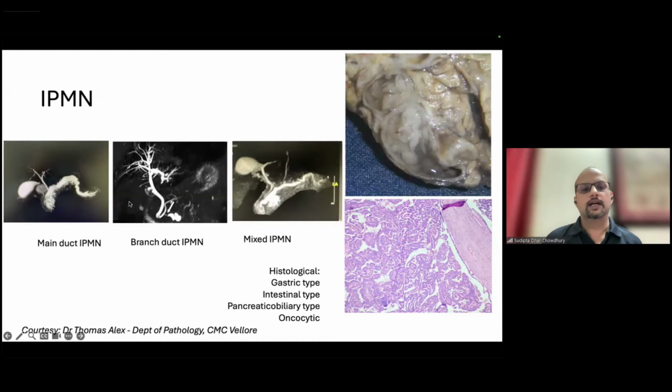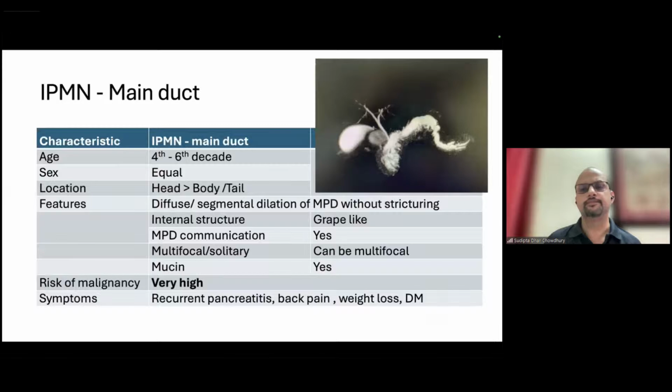Now, IPMN. This is the other group of mucinous neoplasms, and they are of three different variants. One which happens only in the main duct, called main duct IPMN, ones which are in the side branch, or branch duct IPMNs, and those which have a combination of both main and branch duct involvement. Now, this is one postoperative specimen. As you can see, there are multiple proliferative lesions within the duct, a dilated duct with thick mucin. Histologically, they can be of four types: gastric type, intestinal type, pancreatobiliary type, or oncocytic type.